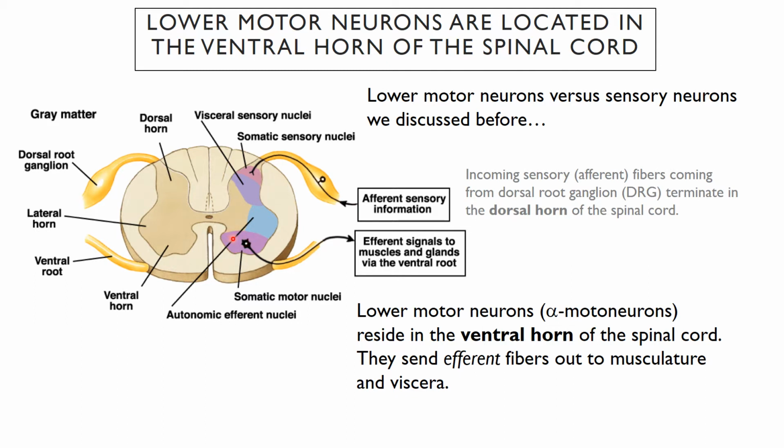So this is illustrated here, a lower motor neuron. Its cell body lives here in the ventral horn, and its axon would leave the spinal cord, go out the ventral root, and then synapse onto muscles, also glands, which are essentially a specialized muscle, in order to control the movement of an animal.